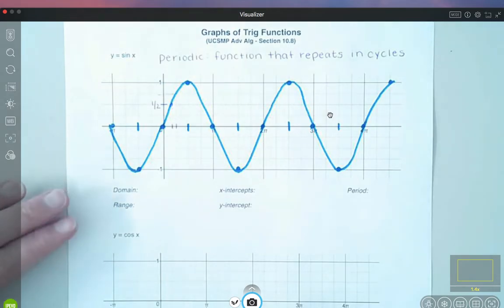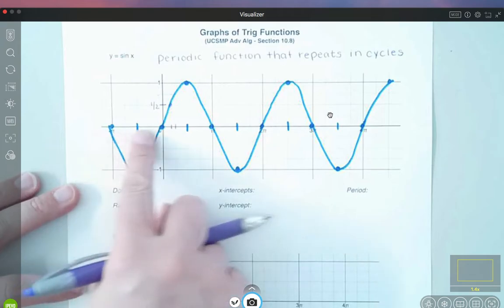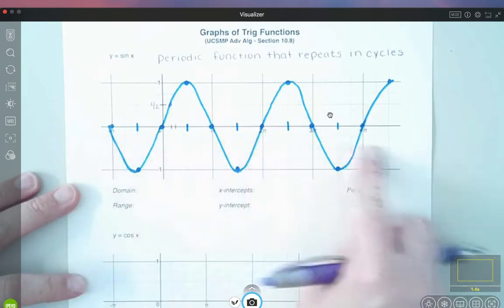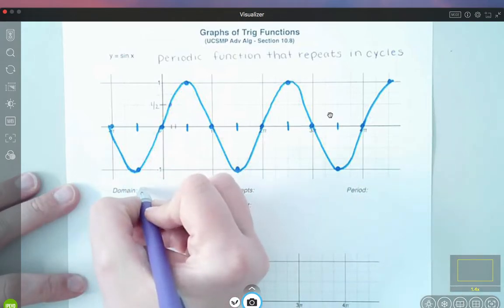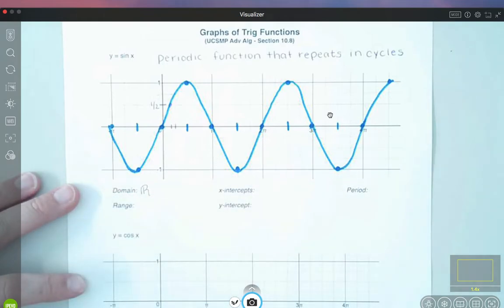So the domain of this graph, what x values are allowed? Well, your x values are all going to be angle measurements, but angle measurements can go on forever in every direction, right? There's no limitation to those. So our domain here is going to be all real numbers, okay?